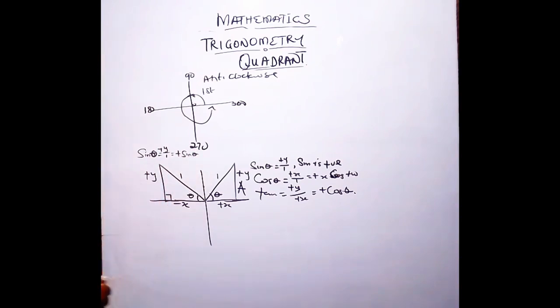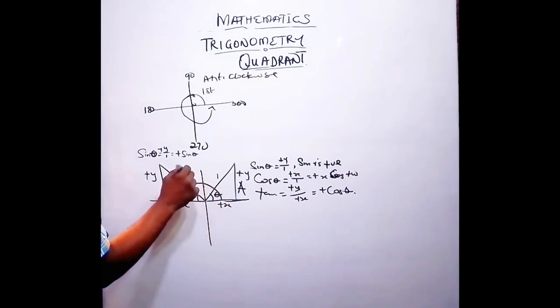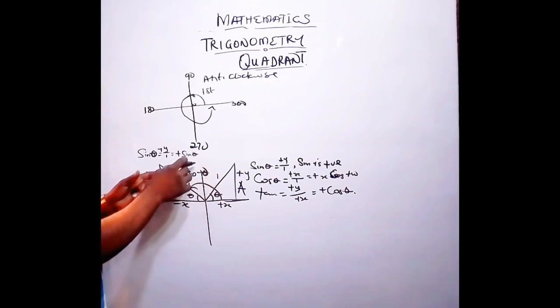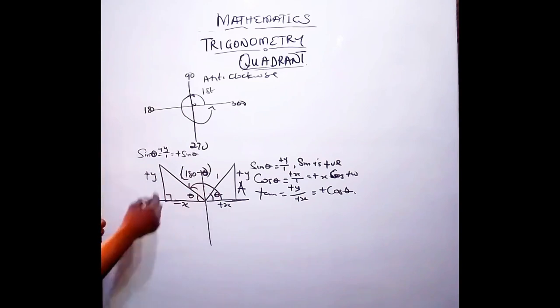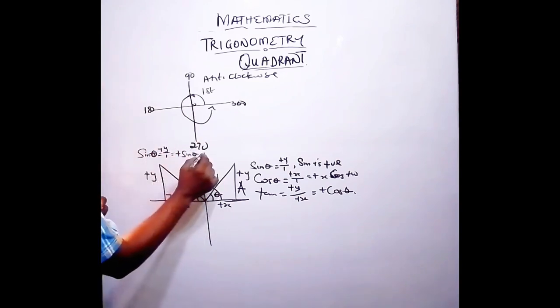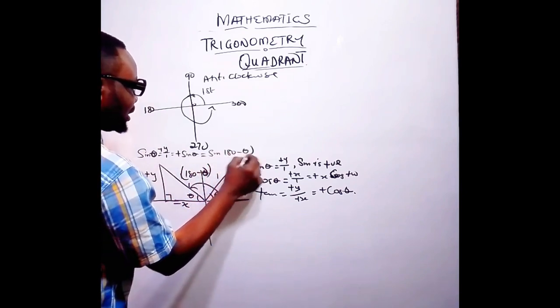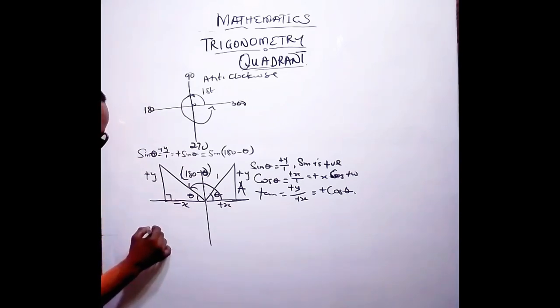Now, another thing you need to note at this second quadrant is that from here to here is 180 minus theta. So every value you want to calculate here, you must put 180 minus theta there. That is, you can now say that sine is equal to what? Sine 180 minus theta. Cosine for the second quadrant. I'm still on the second quadrant.